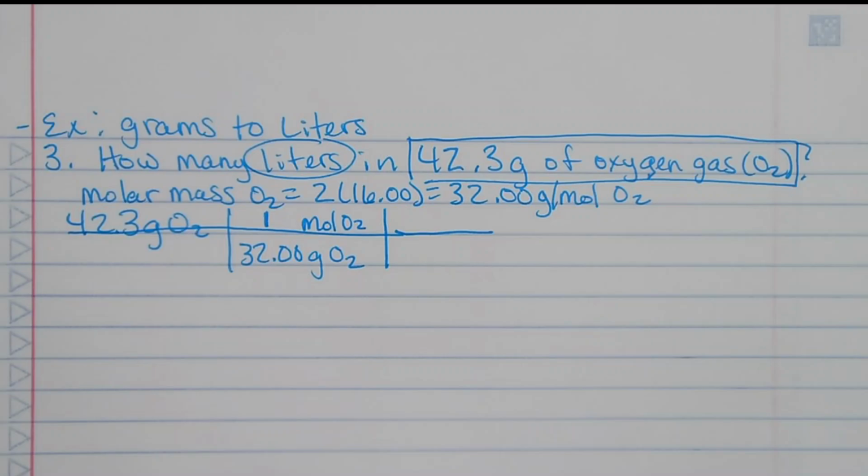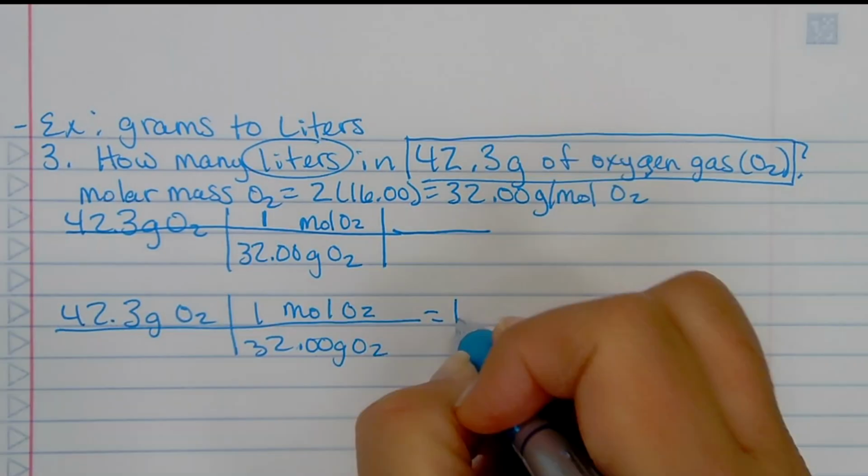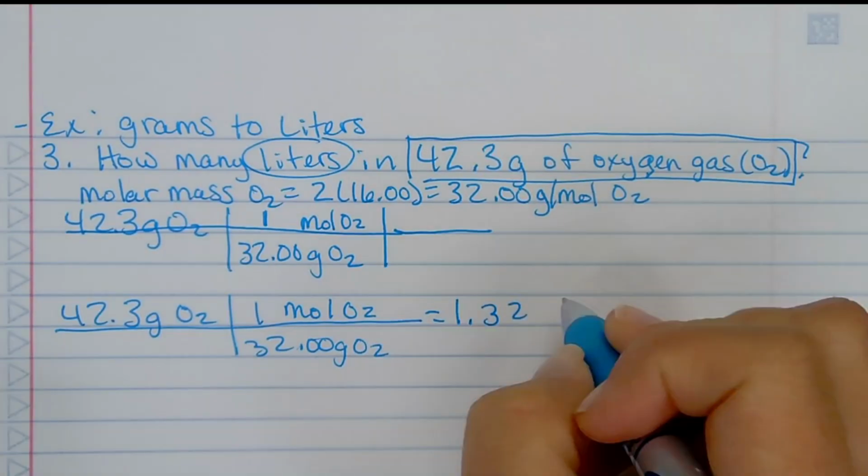So remember, this is the same as if I set this up. And it's on the bottom, so what do I do with those numbers? I divide. So I will take 42.3, I didn't calculate that one out yet, 42.3 divided by 32. And that should get me, I'm going to round it to 2 decimal points, 1.32 moles of O2. Grams cancel grams.